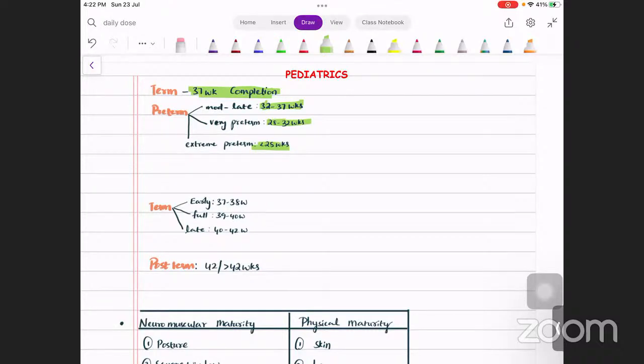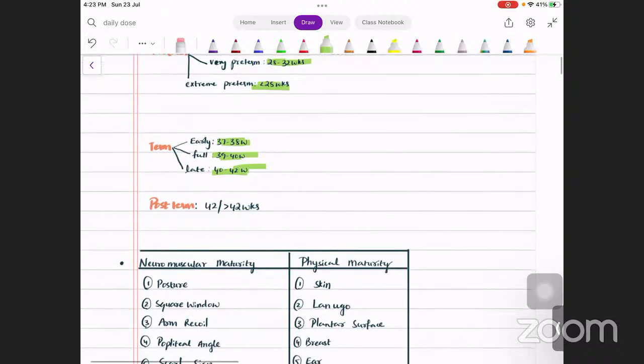Okay. And early term is 37 to 38. Full term is 39 to 40 weeks, and late term is 40 to 42 weeks. Then you are having a post term. Post term is 42 or more than 42 weeks of pregnancy, a post term pregnancy.